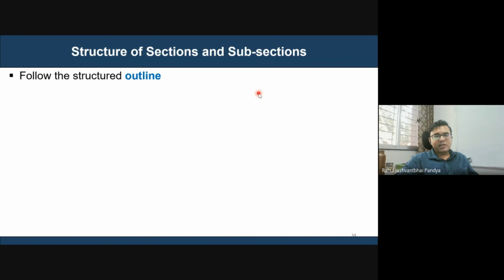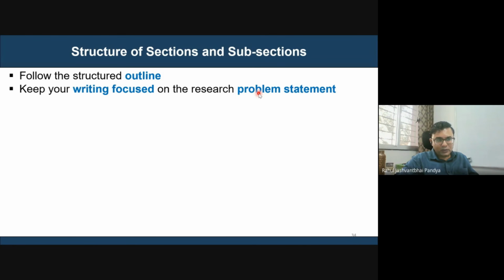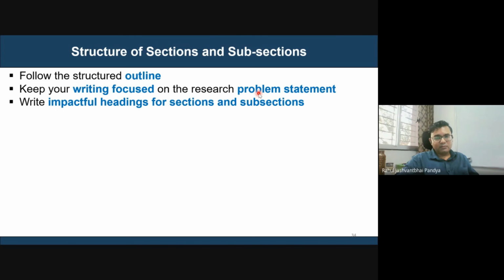The structure of sections and subsections. Generally, we have to follow a structured outline. We have to keep our writing focused on the specific research problem statement that we picked initially, right? So we cannot go randomly here and there. We have to go in a typical structured form, and then we can keep building the sections and subsections impactfully.